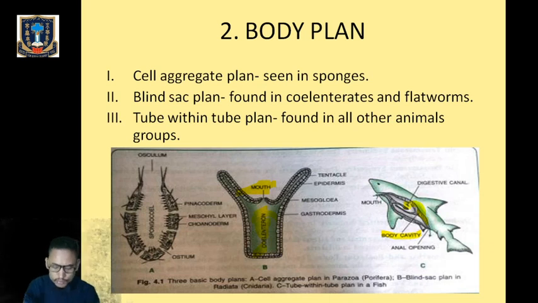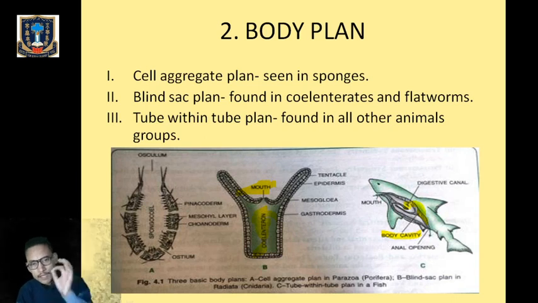So from the mouth we are taking the food particles, and with the help of the anus the waste materials will be thrown out. So these are the three body plans which are mainly seen in different animals. First one is the cell aggregate plan, seen in sponges. Second one is the blind sac plan, which is mainly seen in coelenterates and flatworms, where we have got the central body cavity, and it will open to the outside through a single aperture which will function as both mouth and the anus.